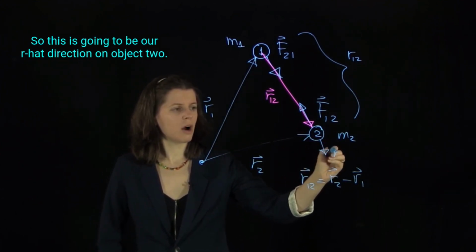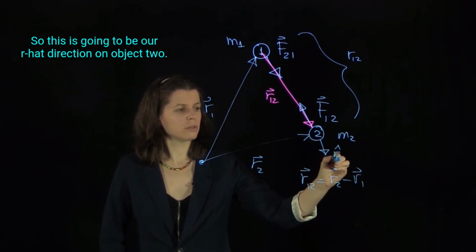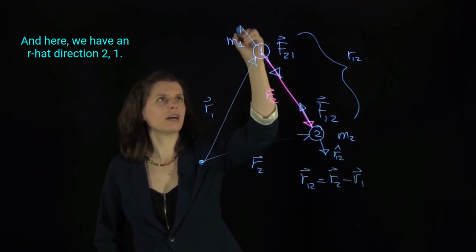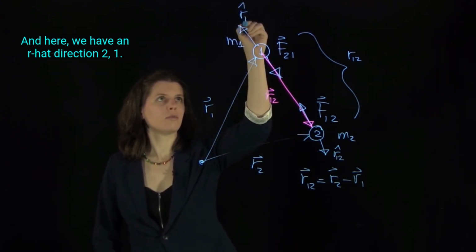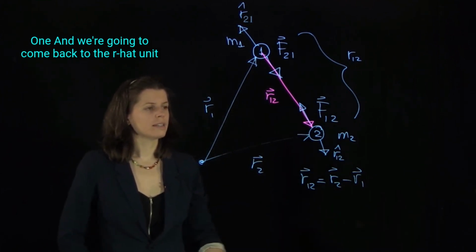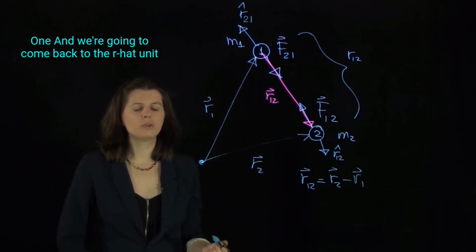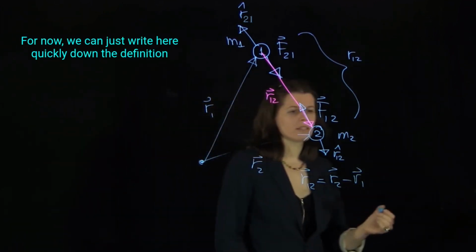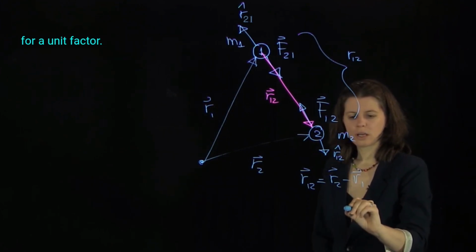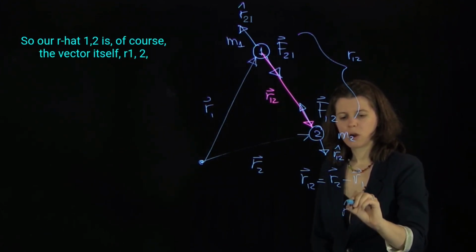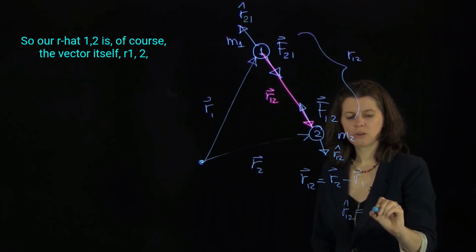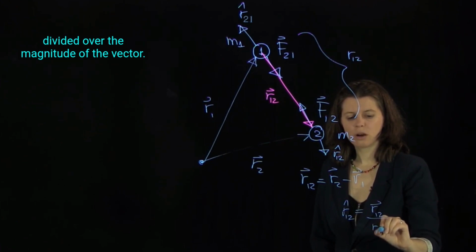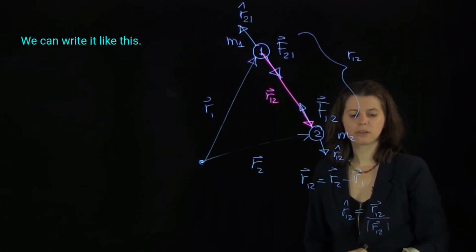So this is going to be our r-hat direction on object 2. And here we have an r-hat direction 2,1. And we're going to come back to the r-hat unit vectors later. For now, we can just quickly write down the definition for a unit vector. So our r-hat 1,2 is, of course, the vector itself, r12, divided by the magnitude of the vector. We can write it like this.